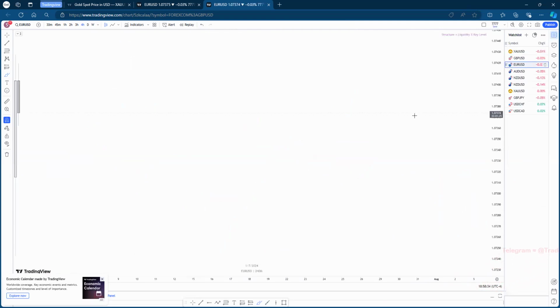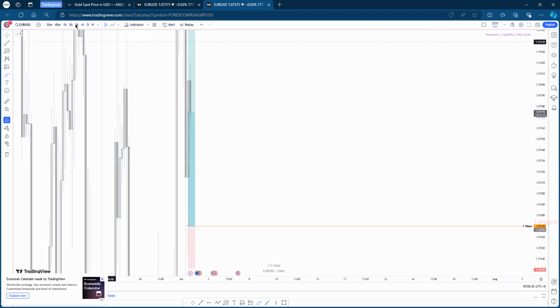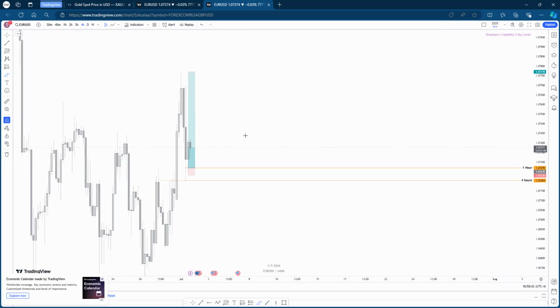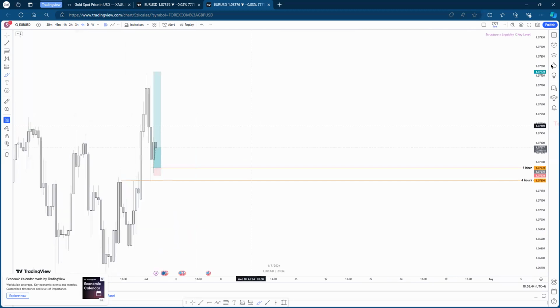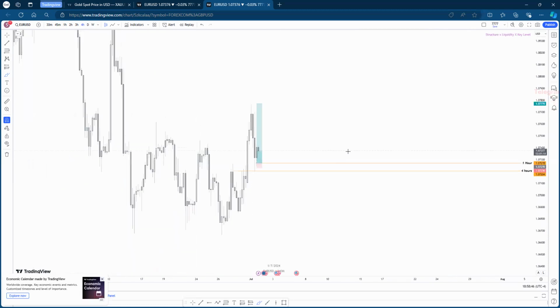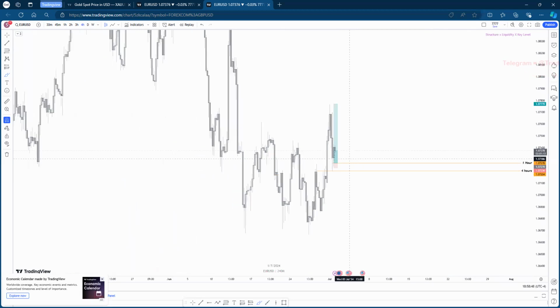So let me show us one particular example on EU. If you look at EU today, everybody sold EU, right? If you look at the structure, structurally on the 4 hours time frame, you can see that we have swept this particular liquidity here. We have broken above this high. We have broken above all of these structural highs, right?